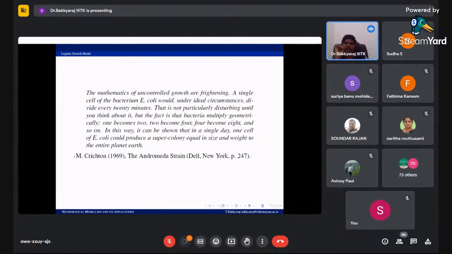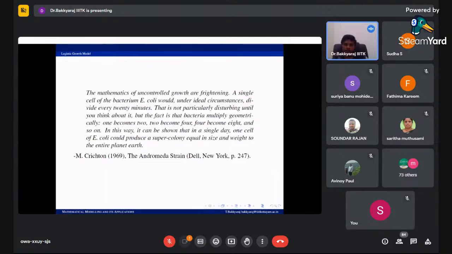So if you take a single bacterium, suppose you allow it to grow in an uncontrolled way, like in the previous model. If N tends to infinity as t tends to infinity, how does this happen? Let us see. A single bacterium divides into 2 every 20 minutes. Then the 2 will become 4, 4 will become 8, 8 will become 16, and so on.